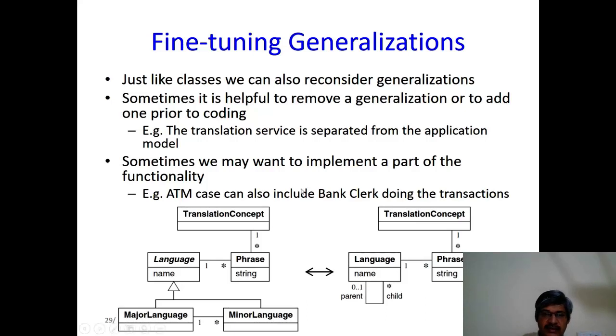Think about this case study here. The example here is a translation service. It is for an application model. What the application is doing is, you basically get this translation concept, and you are getting a phrase. You will take that phrase and compare it with this minor language. Major language is something like English, German, French, etc.